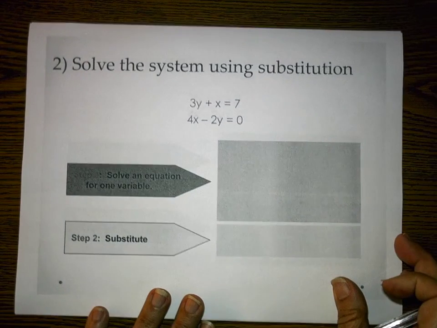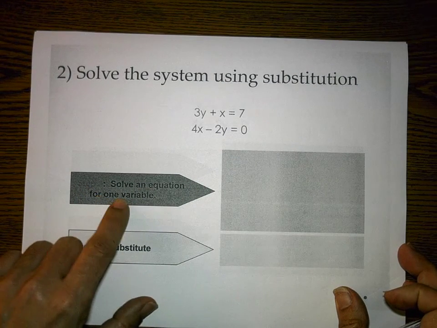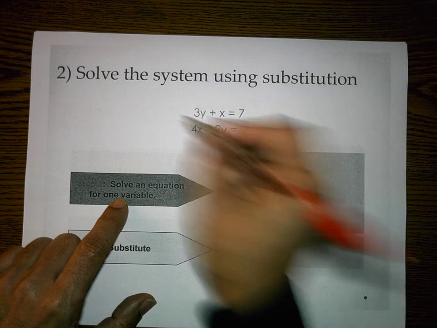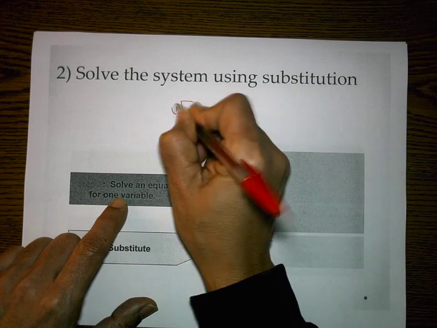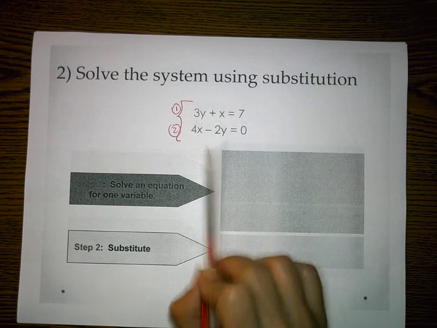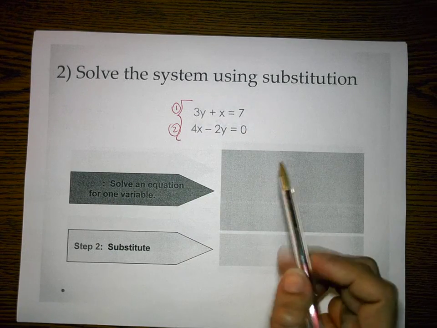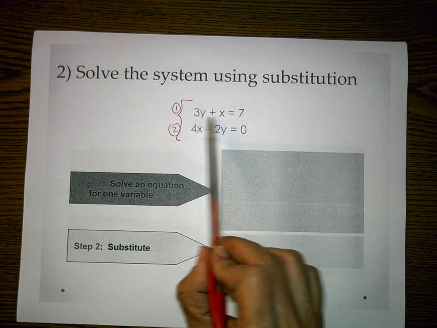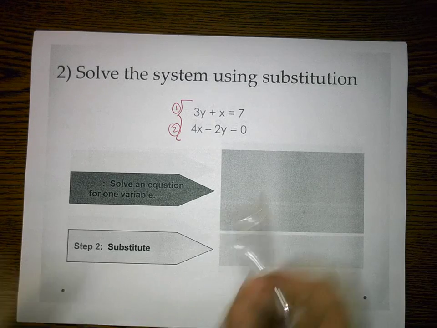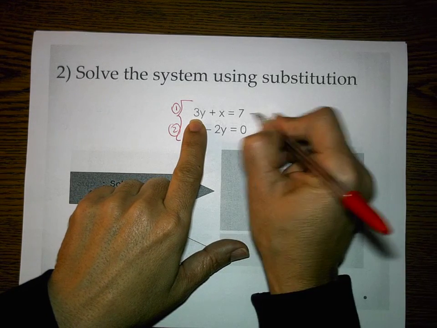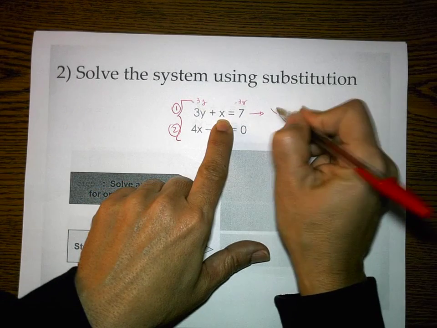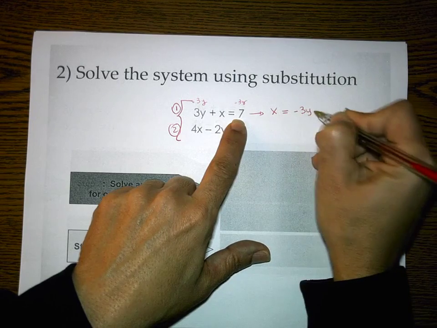One more time. It says solve an equation for one variable. The previous two examples already gave us a variable isolated. This one, they didn't. Here's equation number 1, the top one, and equation number 2. None of these two equations are isolated. It looks like the top one is really easy. If I subtract 3y to the other side, I'll get x all by itself. So why don't we grab equation number 1 and subtract 3y on both sides. So x equals negative 3y plus 7.